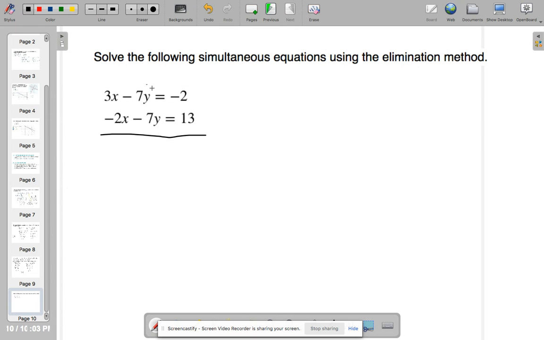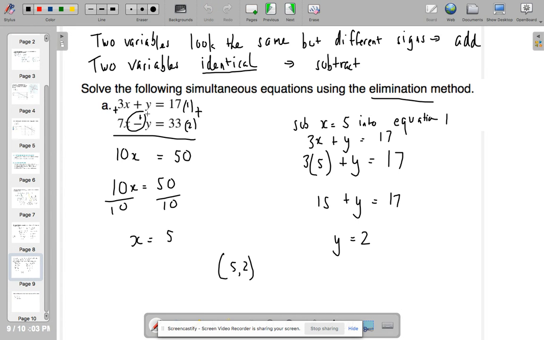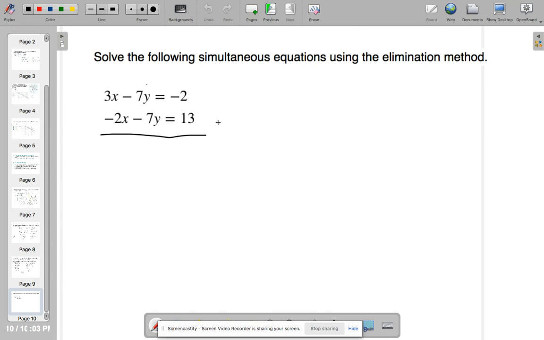This time I've got negative 7y and negative 7y. They're identical. On the previous page I had plus y minus y. Here though, they're identical. So I subtract. I'm going to put a little subtract sign on both sides here so I know what I'm doing. I'm going to subtract the bottom equation from the top equation. Now we've got to be careful here with our minuses. So 3x minus 2x, that's effectively 3x plus 2x. So that's going to be 5x.